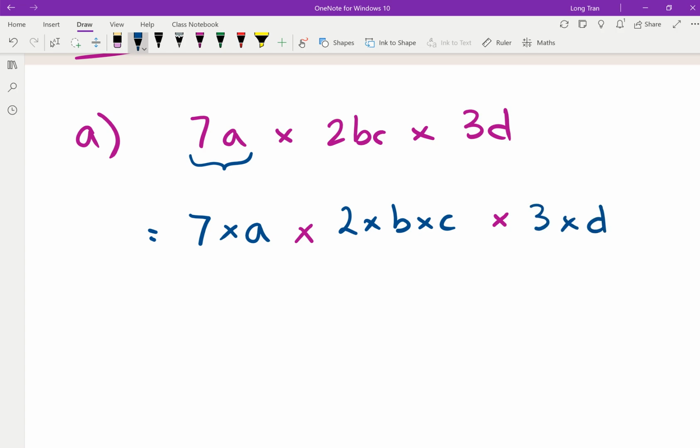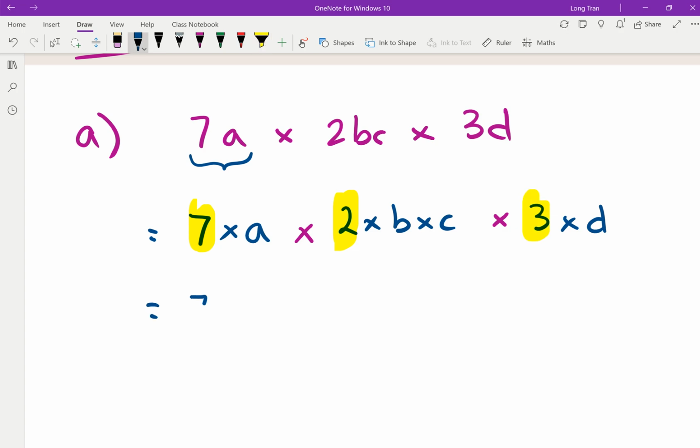Now, remember in multiplication, it doesn't matter about the order. I don't know what 7 times A is. No one does, because we don't know what A is. I don't know what 2 times B is. But I do know something. What do I know in this entire line? 7, 2, 3. Very good.